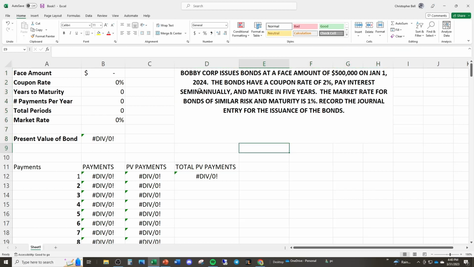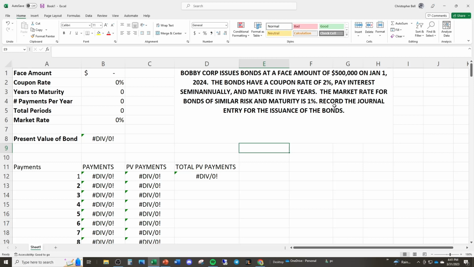So in this problem, we have Bobby Corp, great name, issues bonds at a face amount of $500,000 on January 1st, 2024. The bonds have a coupon rate of 2%, pay interest semi-annually, and mature in 5 years. The market rate for bonds of similar risk and maturity is 1%. Record the journal entry for the issuance of the bonds.